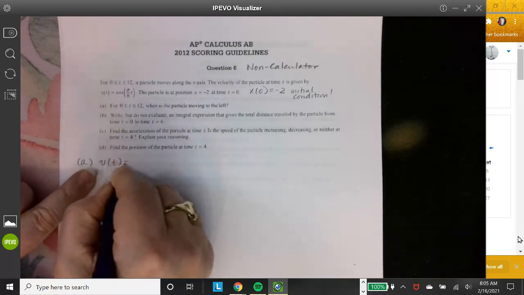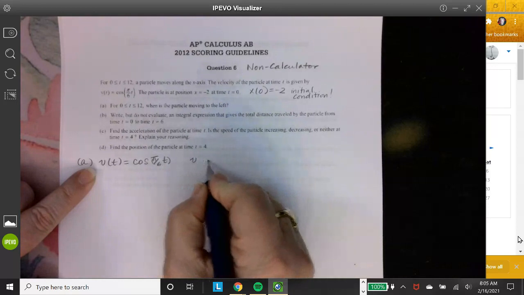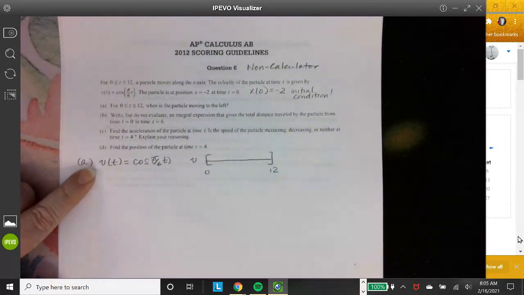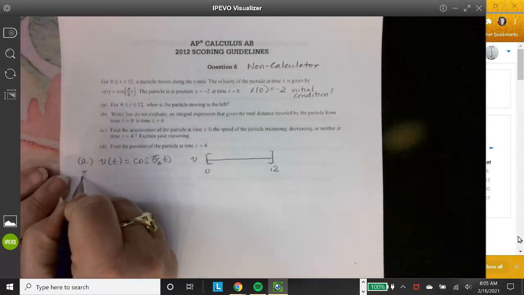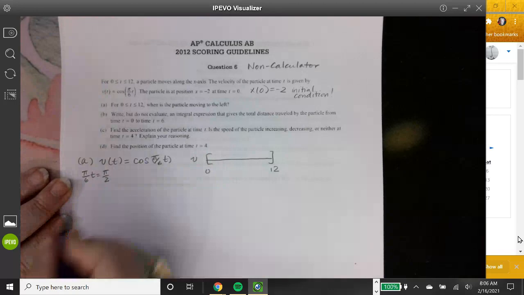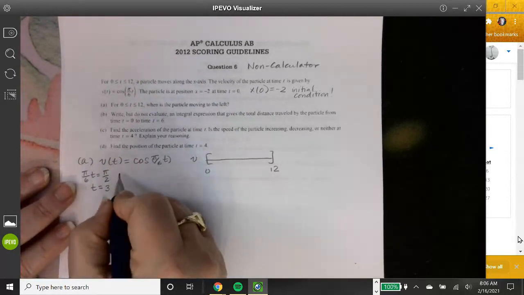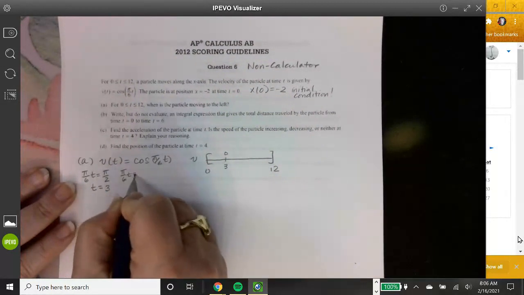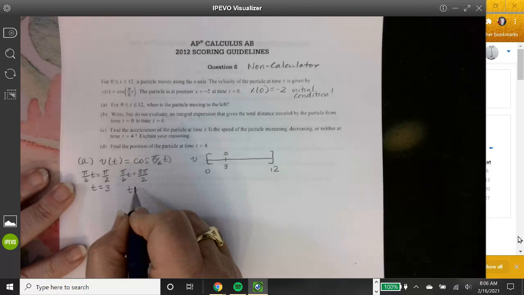So the velocity is equal to the cosine of pi over 6 times t. And I need to know when it's moving to the left. So I need to do a sign chart from 0 to 12. Okay, now cosine is 0 when its argument, when pi over 6 t is equal to pi over 2, because the cosine of pi over 2 is equal to 0. So when I multiply both sides by 6 over pi, I get 3. And then it's also 0 when pi over 6 t equals 3 pi over 2, which is the other quadrantal angle. So t is going to equal, if I multiply both sides by 6 over pi, 18 over 2, which is 9.